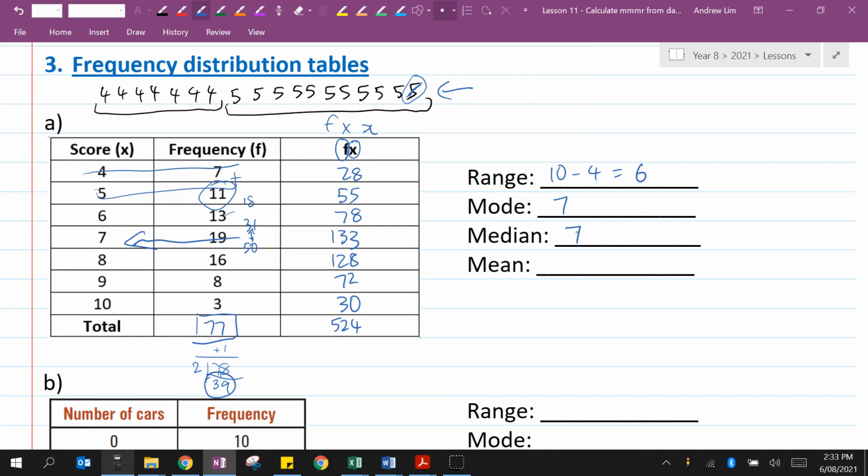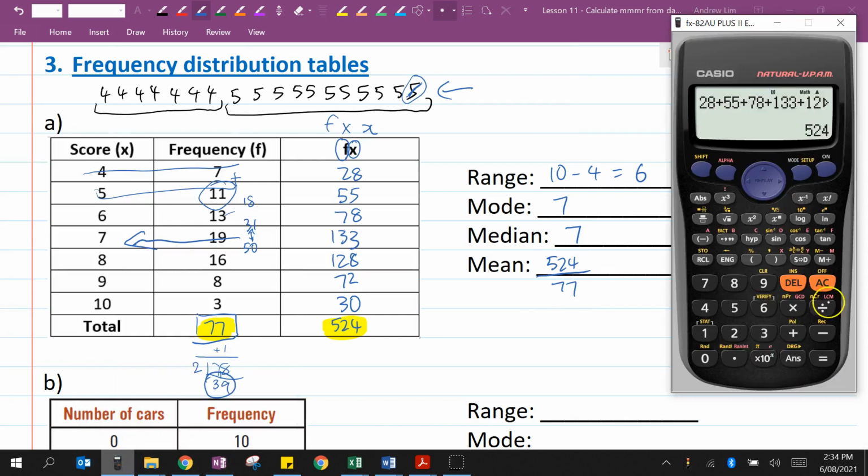Okay, this can be quite challenging, I understand that, but that's okay. Alright, and to work out the mean, all we need to do is divide this total by this total. What do they all add up to? They all add up to 524. And how many numbers did we add? We added 77 numbers.